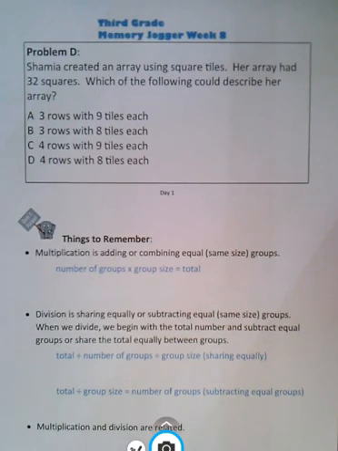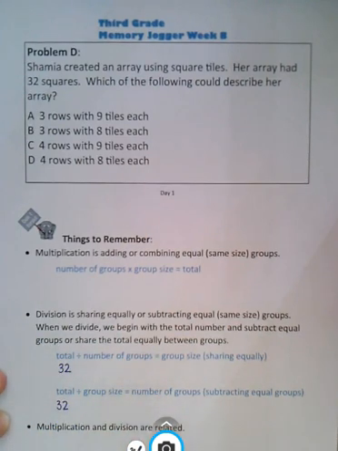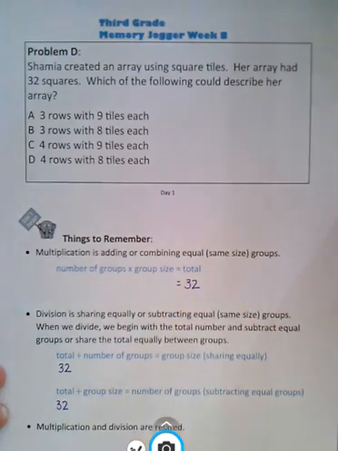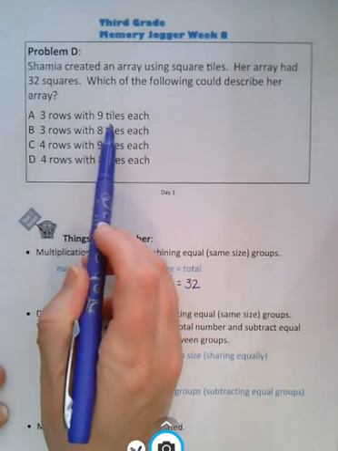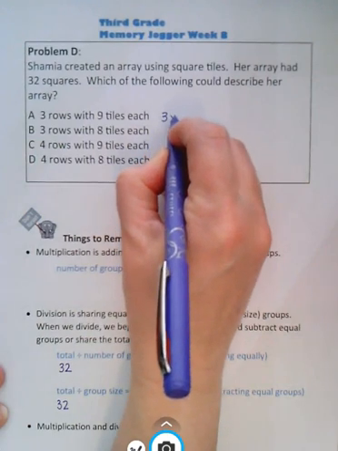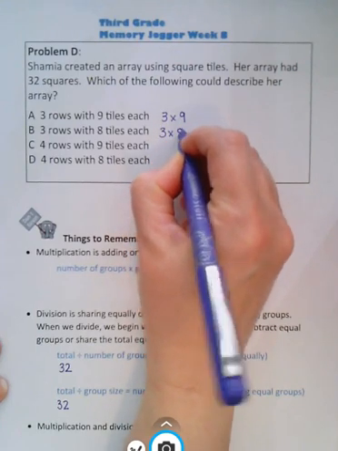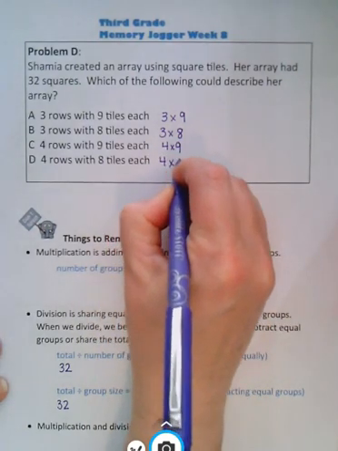So in this case, we're given the total number of squares. So this is going to be more like division. So it's either going to be starting here with 32 or here with 32. But we also know, because of the relationship between multiplication and division, that when we multiply the number of groups times the group size, it's going to equal 32. So when I multiply the two numbers, it's going to have to equal 32. So if I had 3 rows with 9 tiles, that's like 3 groups times 9. I have to think, is that 32? Or is 3 times 8 32? Is 4 times 9 32? Or is 4 times 8 32?